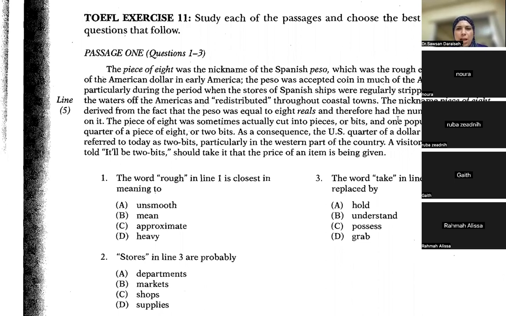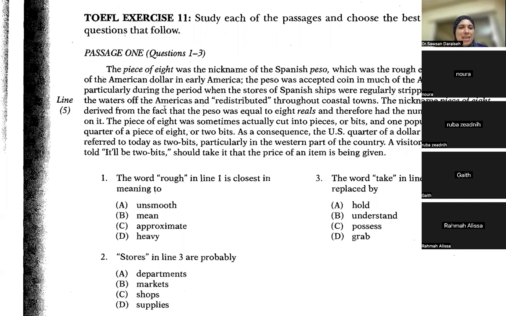So again, we said the piece of 8 bits is the same as the dollar, and a quarter of 8 bits is a quarter of a dollar. One popular size was 1/4 of a piece of 8, or 2 bits. So 1/4 is called 2 bits, right? One popular size was 1/4, a quarter of a piece of 8, or 2 bits.